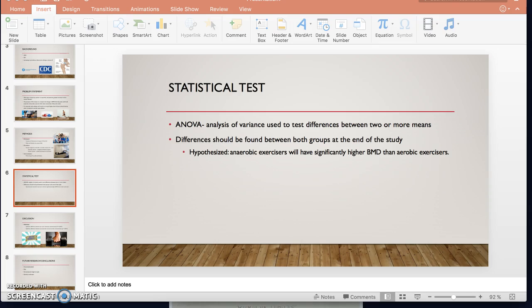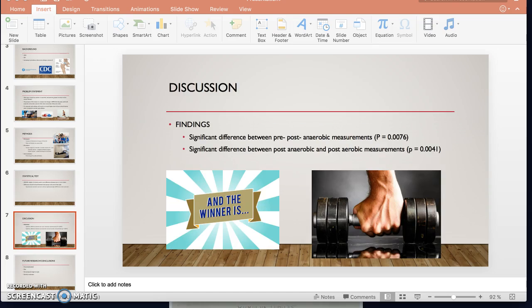And what I've hypothesized is that the anaerobic exercisers will have significantly higher bone mineral densities than aerobic exercisers. I don't think that the aerobic exercisers can't have any change. In fact, I would assume that there might be some increase to some extent, but my guess is that anaerobic exercisers will have a much more significant increase in bone mineral density at the end of the study.